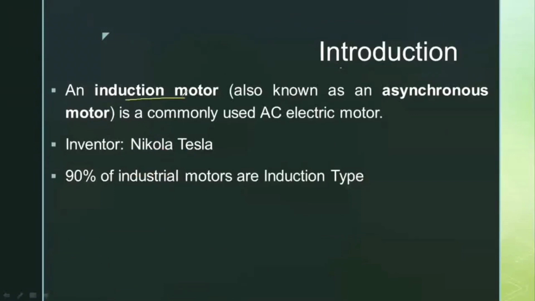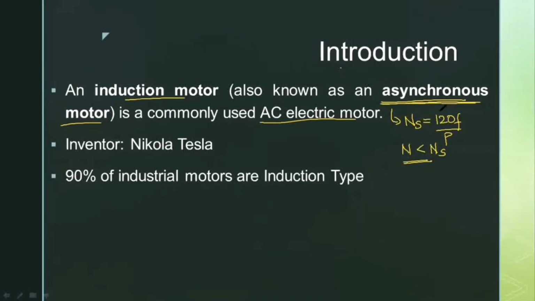So an induction motor, also commonly known as an asynchronous motor, is an AC electric motor. Here the meaning of asynchronous motor is that induction motors do not run at synchronous speed. We know synchronous speed is given by 120 F by P. The induction motor always runs at a speed less than synchronous speed. That is why they are also called asynchronous motors.